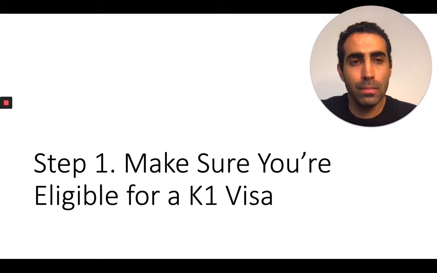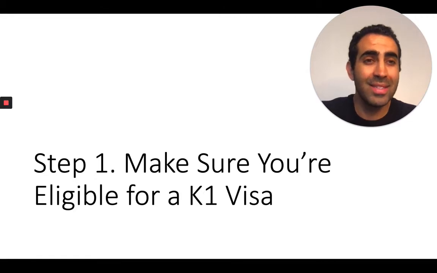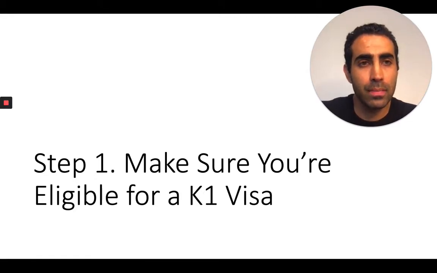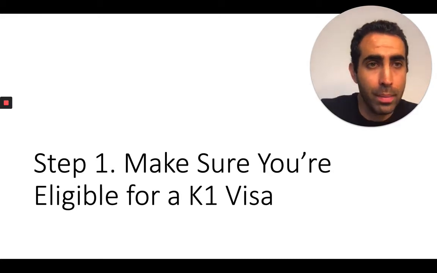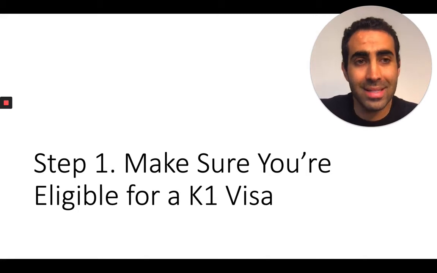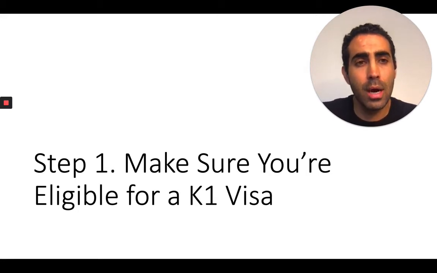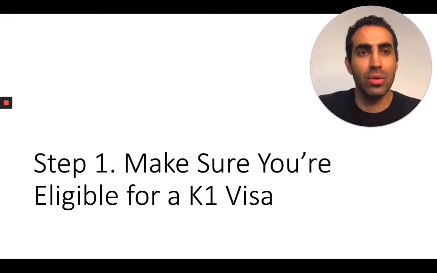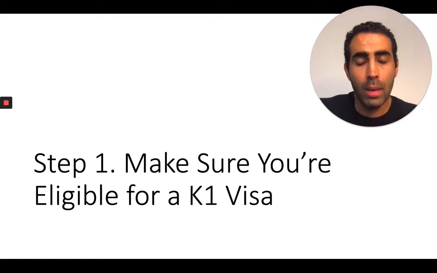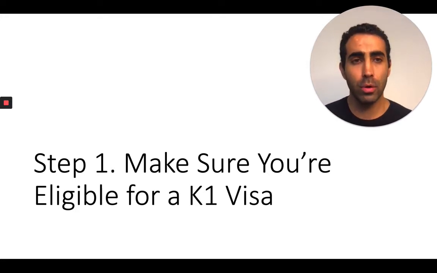And also, you want to make sure that you and your fiancé have seen each other in person within the last 2 years. If you haven't seen each other in person, you can either see each other in person now before applying, or you might qualify for an exception. There are 2 exceptions that allow you to apply for the fiancé visa even if you didn't see each other in person. If you have any questions about those exceptions, at the end of this video, I'm providing information on how you can contact me directly and we can talk about it. But for now, step 1 is to make sure you're eligible for a K-1 visa.